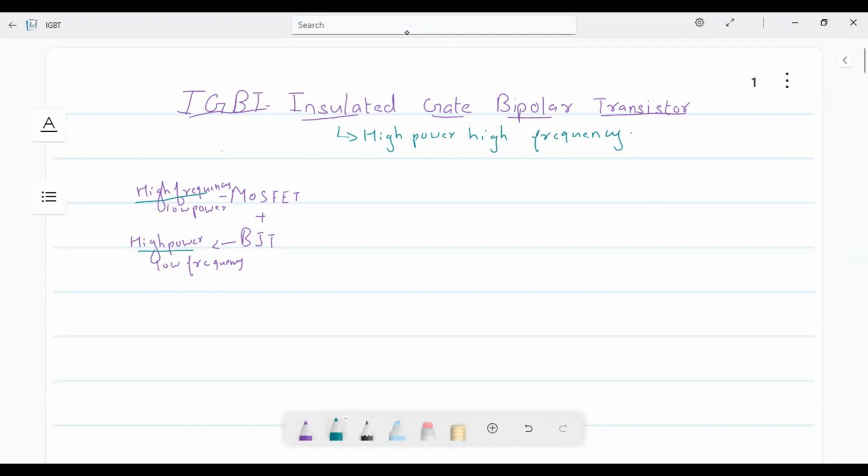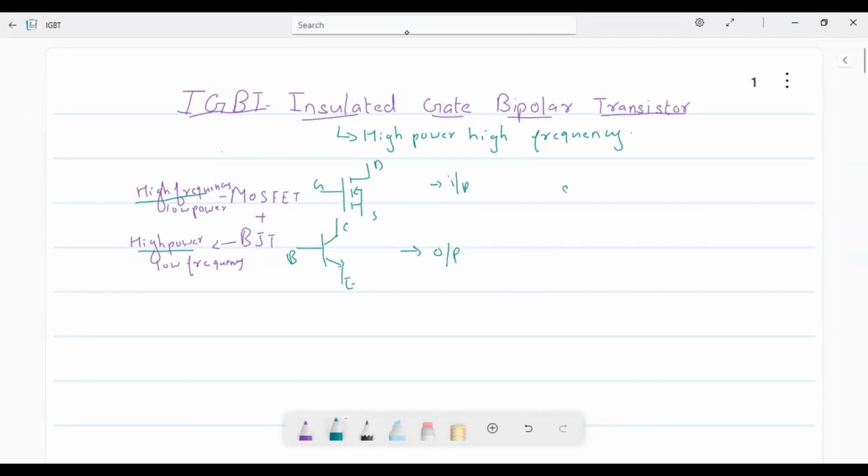So how will the symbol be? We know the symbol of MOSFET, right? This is the gate terminal, drain and source. We know the symbol of the transistor also, BJT. This is base, collector and emitter. So we are combining MOSFET and BJT. The input side is similar to MOSFET, and the output side of IGBT is similar to transistor BJT.